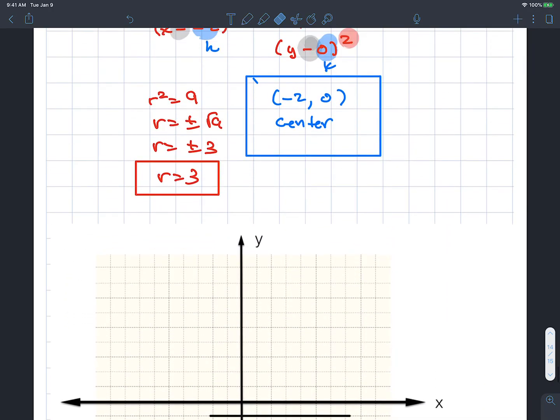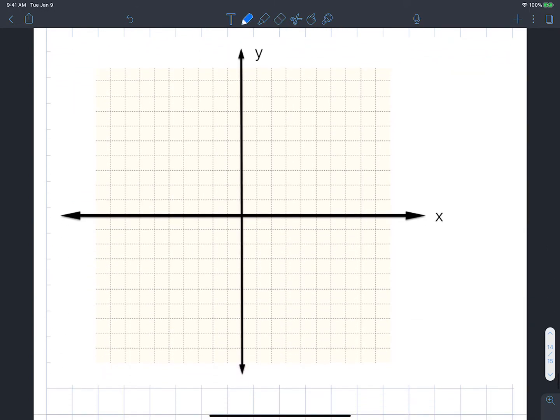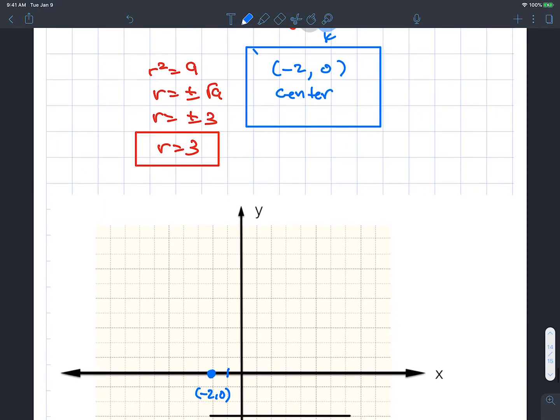Okay, so the center is at -2, 0, and the radius is 3, so we have to plot the center. -2, go to the left. 1, 2, there you go. -2, 0 is right here, ladies and gentlemen. That's the address. Here's the center of my circle, but the radius value is 3.